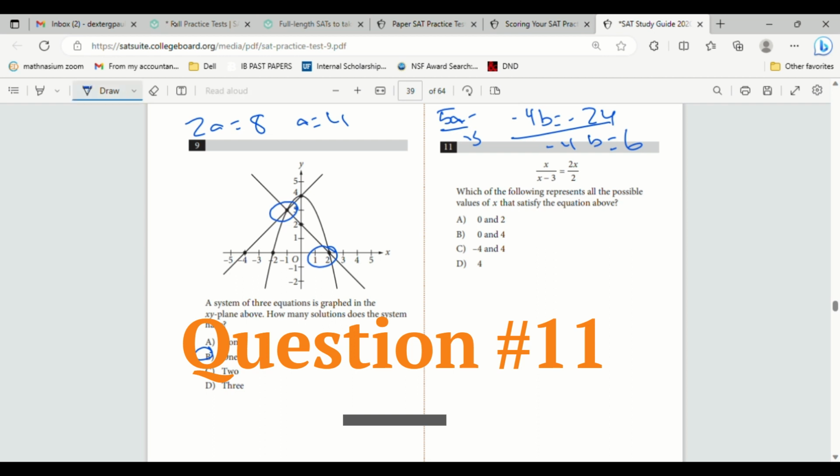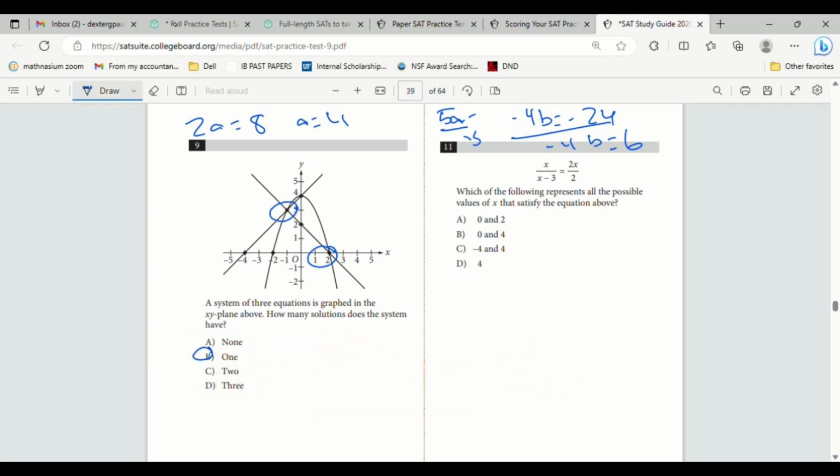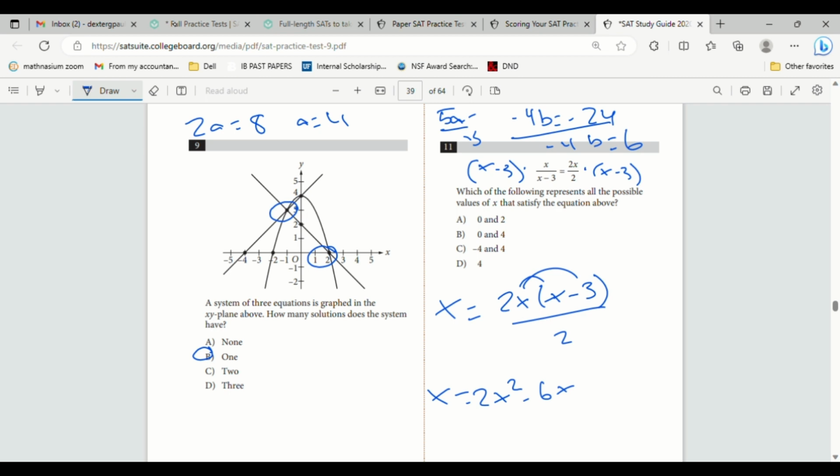Number 11, which of the following represents all the possible values of x that satisfy the equation above? So we're going to multiply both sides by x minus 3 to get rid of this fraction on the left-hand side. Get rid of that denominator, I should say. So x equals 2x times x minus 3 over 2. You can distribute this 2x. x equals 2x squared minus 6x all over 2. Dividing each term by 2, we get x equals x squared minus 3x.